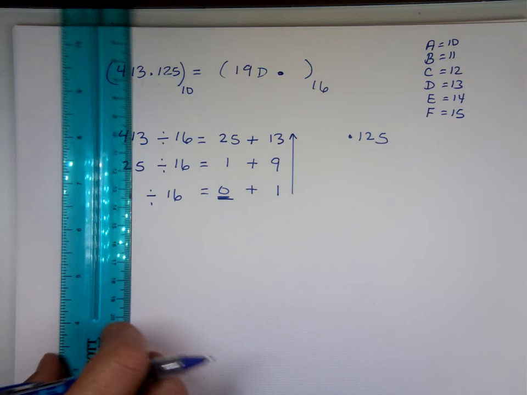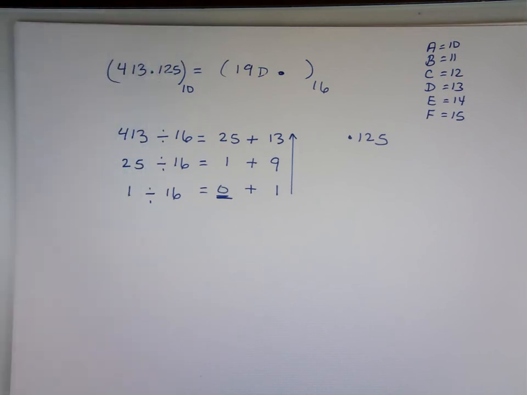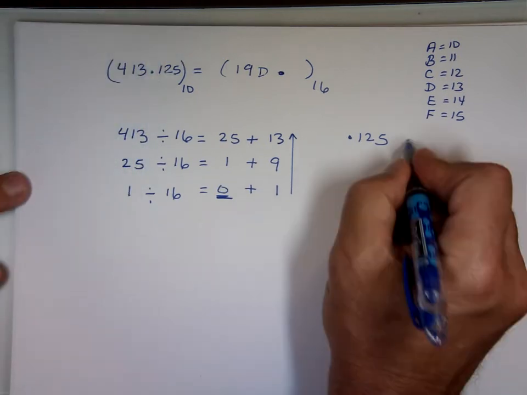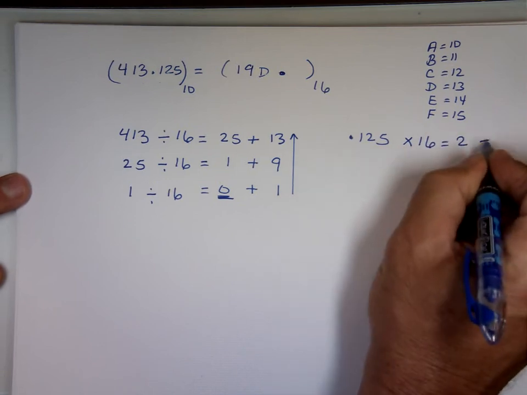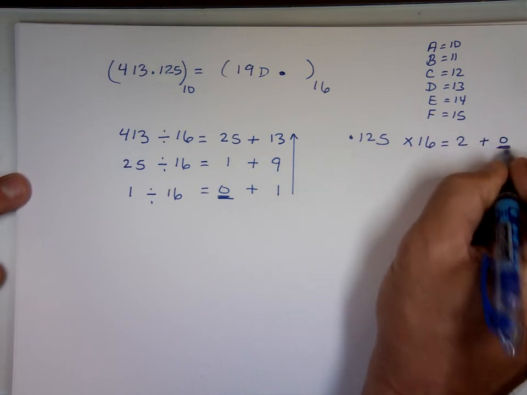Now let's look at the decimal value. 0.125 times 16. That's a 2. Decimal value is 0. Once that's a 0, you stop. So 0.2.